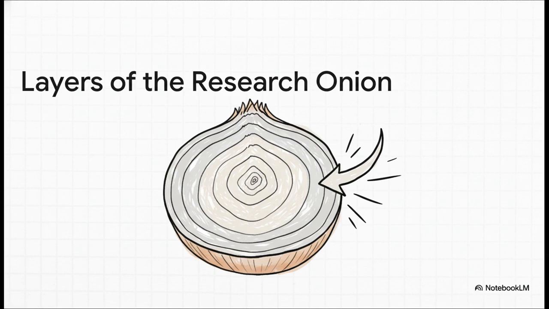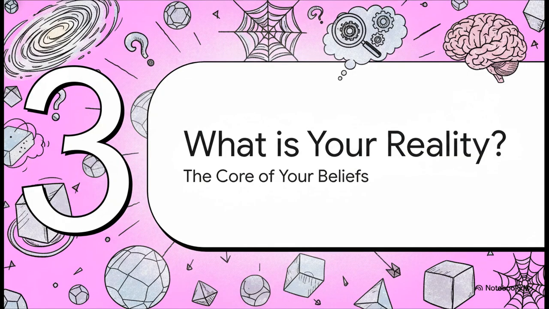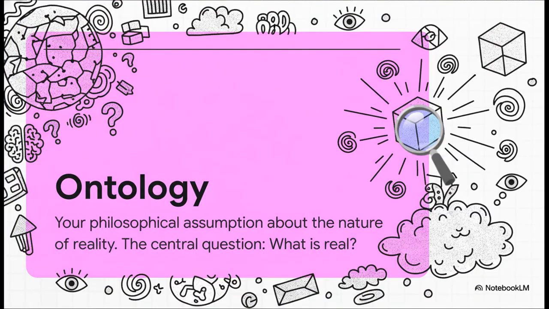Okay, stick with me here, because this next part gets a little heady, but it is, without a doubt, the most crucial piece of the entire puzzle. We have to kick things off by asking some really fundamental questions about what we even mean by words like reality and knowledge. First up, ontology. Now, that's just a fancy academic word for your belief about reality.